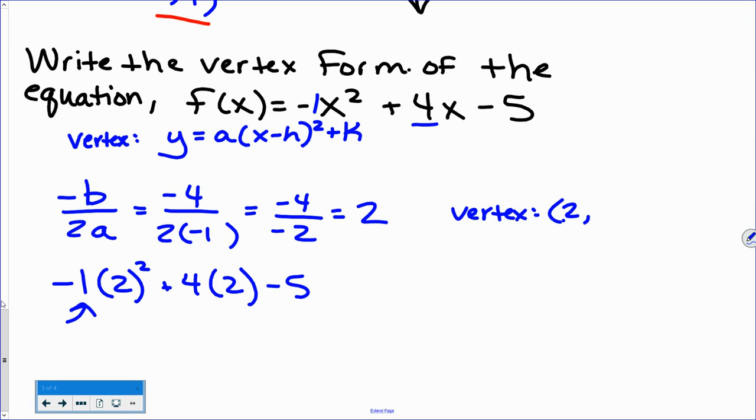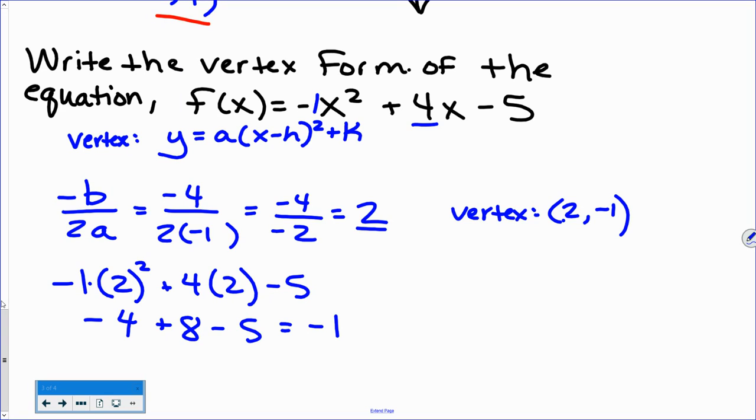Notice I put that negative in front as a negative 1. I will have a lot of students that will write a negative 2 and square it. But you need to remember that the x value you're plugging in is a positive 2, and I must square it before I multiply by negative 1. So be very careful. I see a lot of students make mistakes when plugging this in. So 2 squared is 4, but when I multiply it by a negative 1, I get a negative 4, plus 8, minus 5, which would give me 4 minus 5 is negative 1.